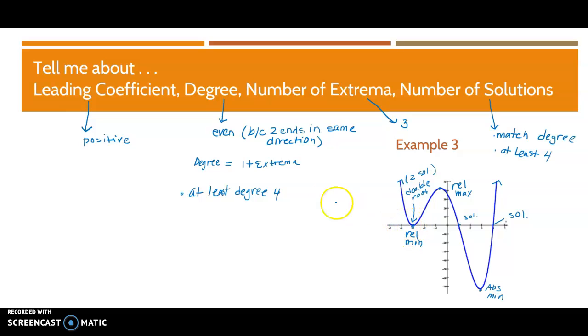So we are able to tell the sign of the leading coefficient. We are able to tell if the degree is even and odd, and we're able to tell what the minimum would be. We're able to see the number of extrema, and we know that the number of solutions will match the degree, and we can actually see 4 real solutions here, but there could be additional imaginary solutions or complex solutions.